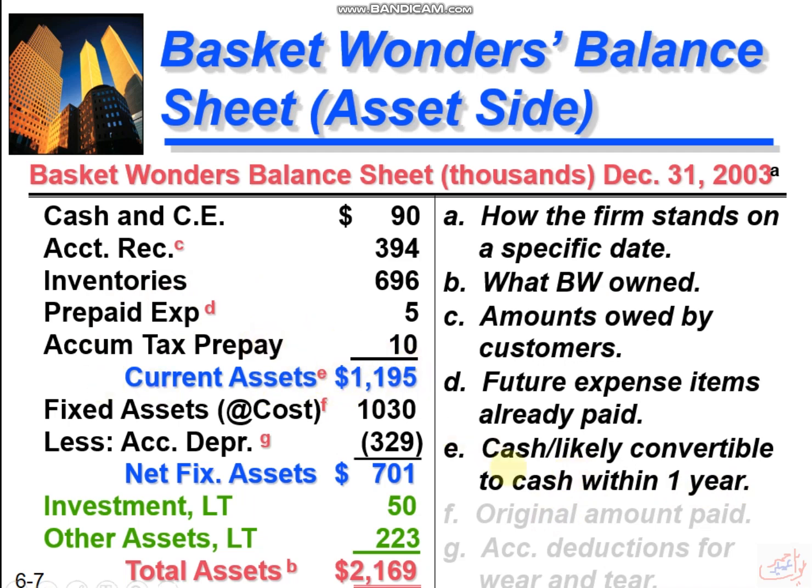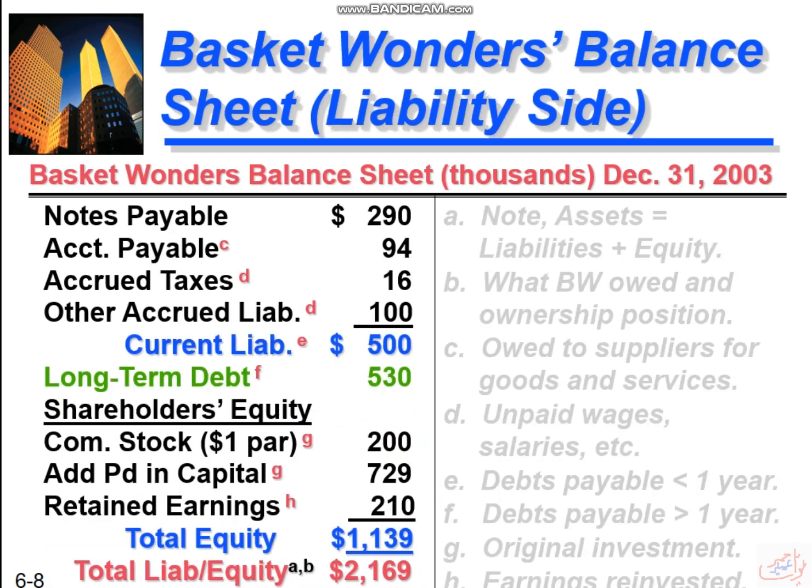Okay, and the next point is the original amount paid. So the fixed asset is the amount which we originally paid. Okay, and we have no recovery of this. We have to charge depreciation on this, like in the next, accumulated deductions for wear and tear. As you know, depreciation is a gradual decrease in the value of an asset due to wear and tear. Okay, now the second side of the balance sheet, which is also known as the liability side.